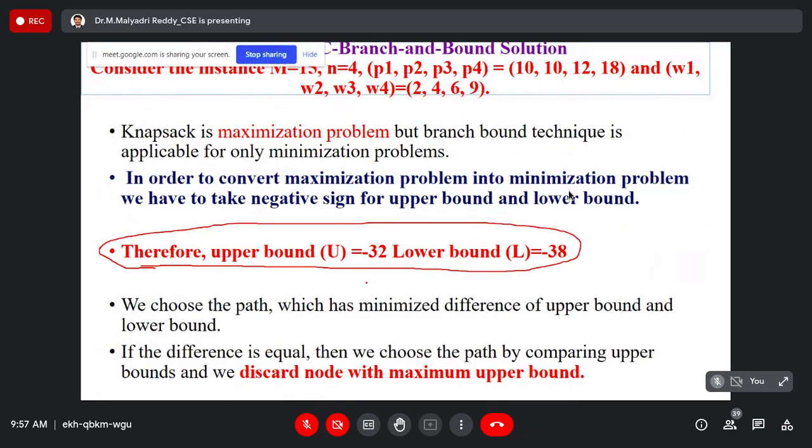That is why the upper bound is minus 32 and the lower bound is minus 38. Okay. So to solve that problem, I have to construct a state space tree. Construct a state space tree.